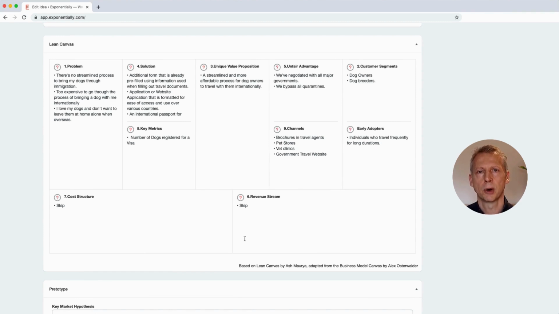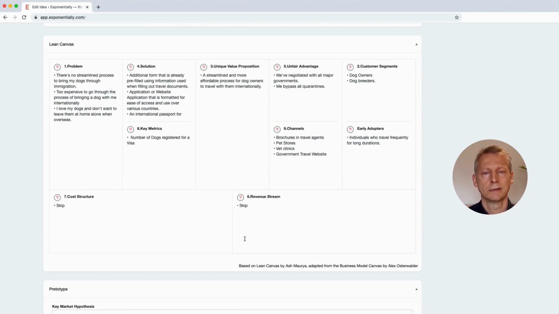We then go to the unique value proposition. And in this case, it's why would someone use the service? And I position this as a streamlined and more affordable process for dog owners to travel with them internationally. If we go to the solution, this is at a high level, conceptually, what would 2 or 3 things look like for this potential solution. And here we've got a form that's pre-filled in using information when filling out your travel documents, potentially an application or website that is formatted for ease of use for various countries, and an international passport for your dog.